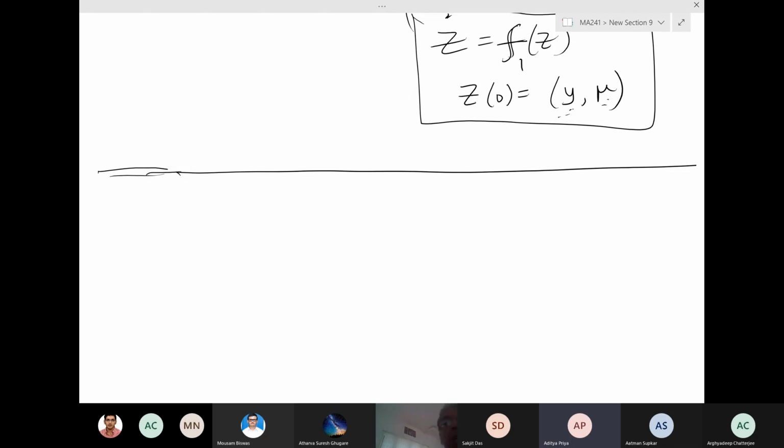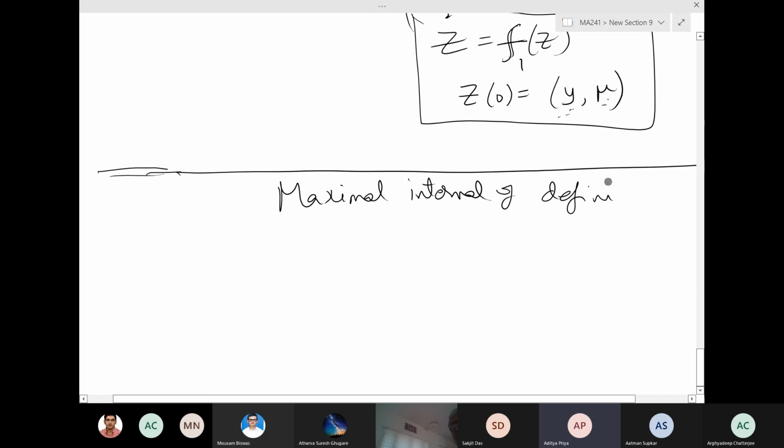For how long can the solutions be defined? That interval minus a to a, how big can a be? So this is the topic of maximal interval of definition.